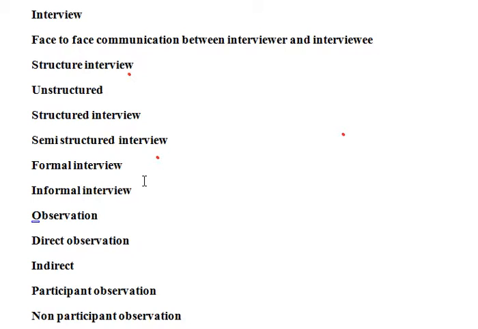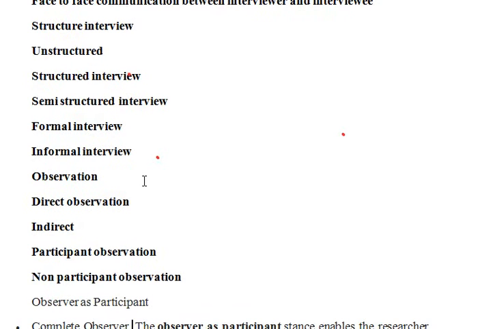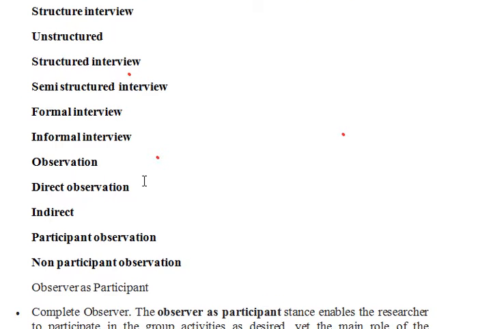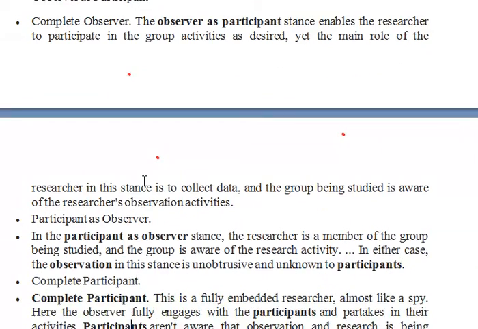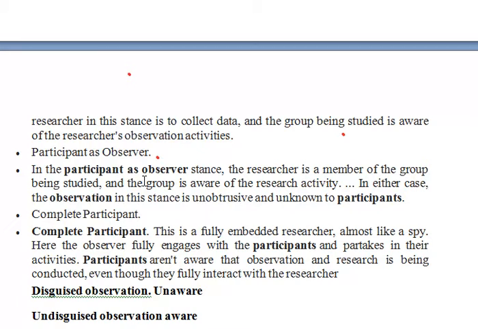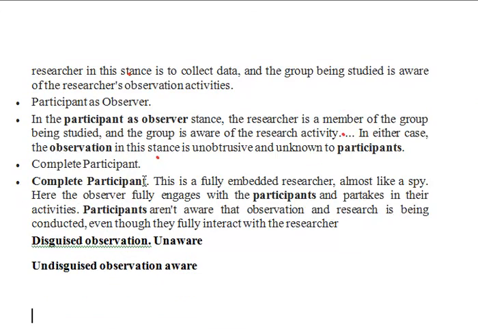Observation means we observe the study phenomena by different methods, and we check the occurrence of events and study phenomena in an existing environment and situation, naturally. There are different types of observation: direct observation, indirect, participant, non-participant, observer as participant, complete participant, disguised observation, and undisguised observation.